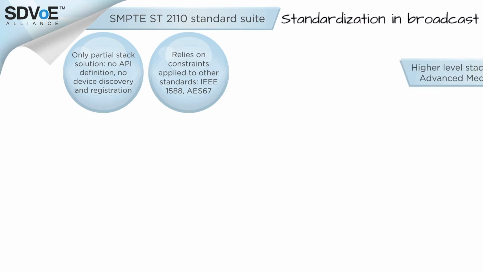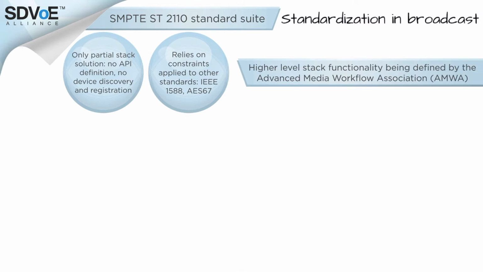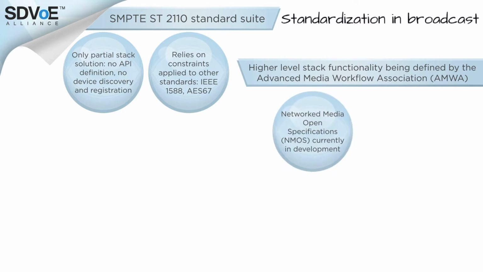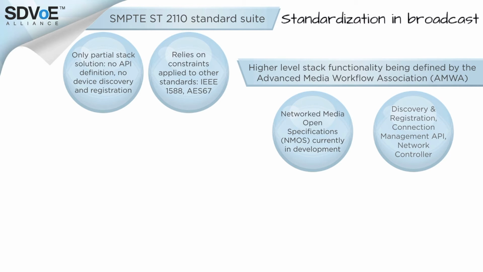In order to go beyond layer 4 in the Ethernet stack, you have to go to another organization called AMWA, the Advanced Media Workflow Association. They're developing a further set of standards or recommendations under the Networked Media Open Specifications, or NMOS suite. These do define things like discovery and registration, content management API, and a network controller. However, again, as I said at the beginning, there's a strong focus on broadcast workflow definition.